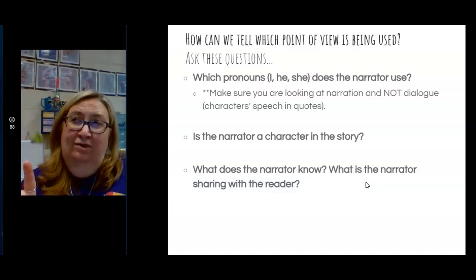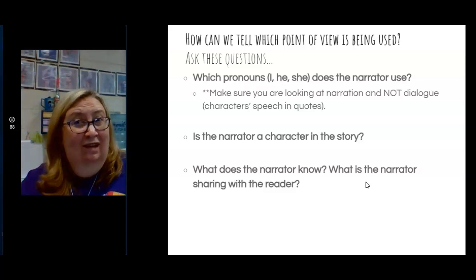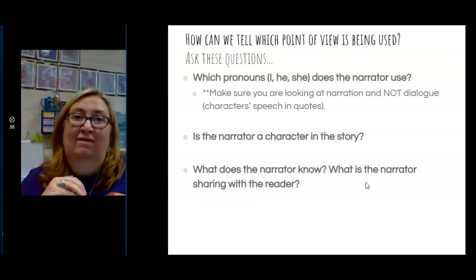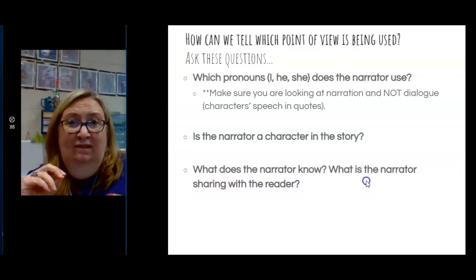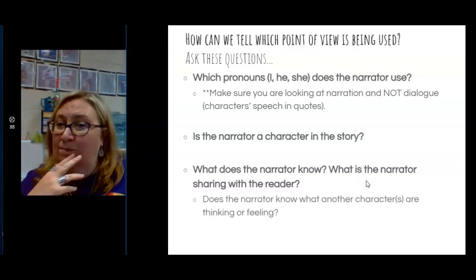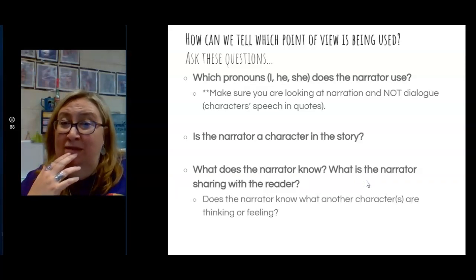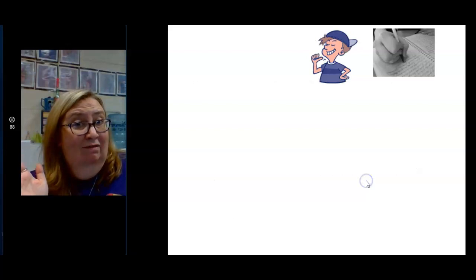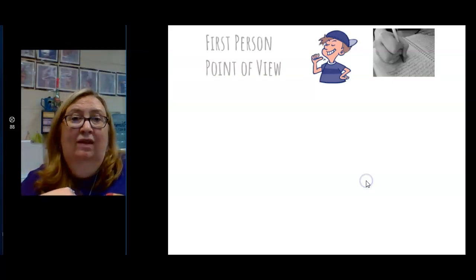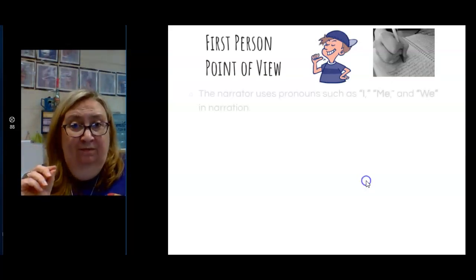Do you know that one character's thoughts because that character is telling you, or because someone from the outside knows that character's thoughts? There are lots of different ways to think about this. And then pay attention, maybe the narrator knows what all the characters are thinking and feeling. It's possible. First person point of view.